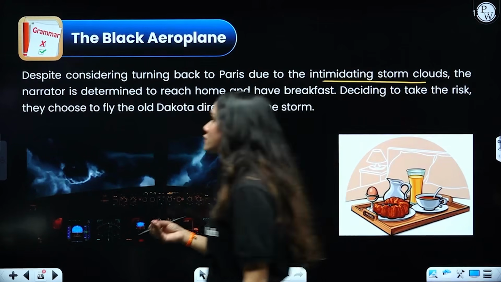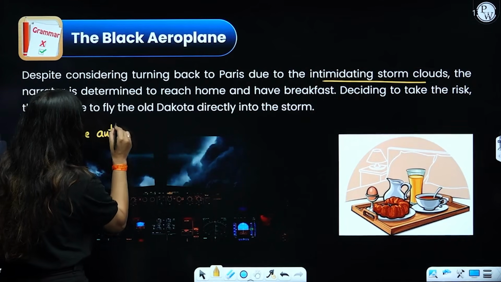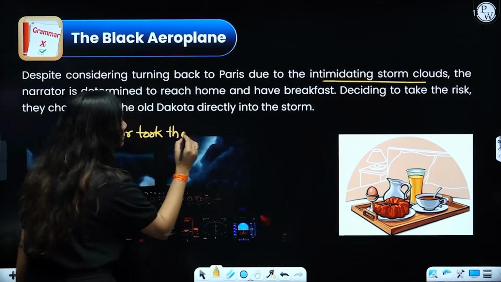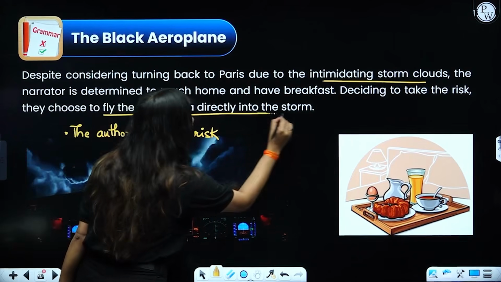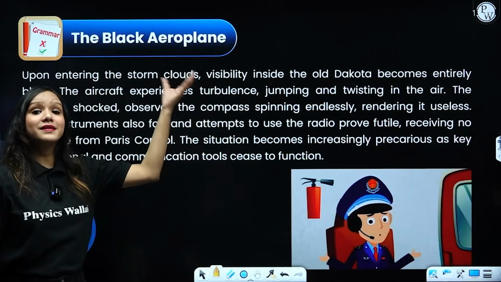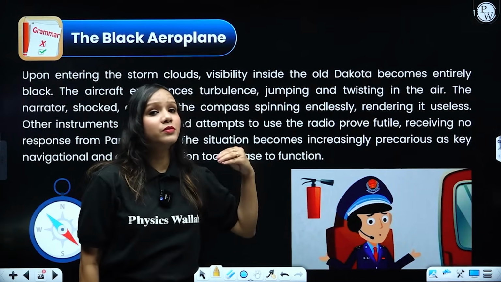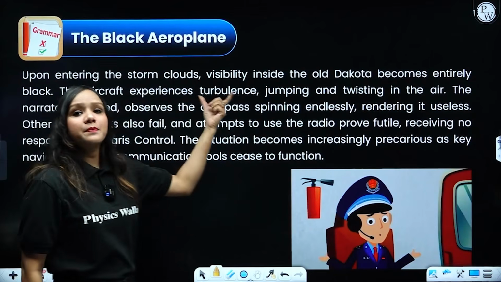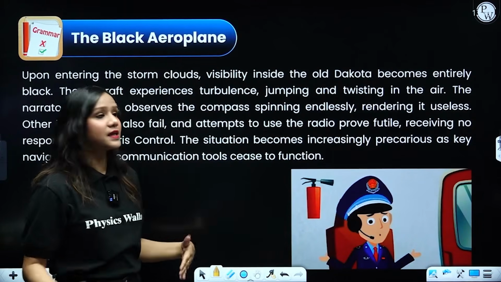So what does this show, first of all, here? The author took the risk. Remember this thing? Then, upon entering the stormy cloud, those clouds that looked like a big black mountain, what happened? The aircraft experienced turbulence. What does that mean? It started jumping and rolling, jumping and twisting in the air.